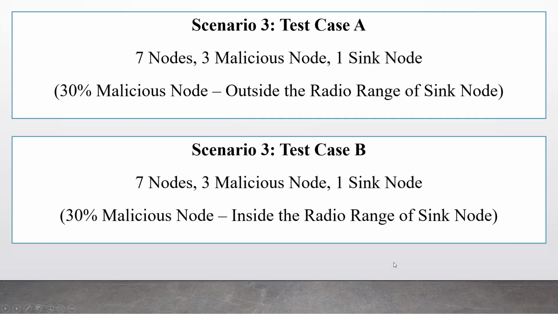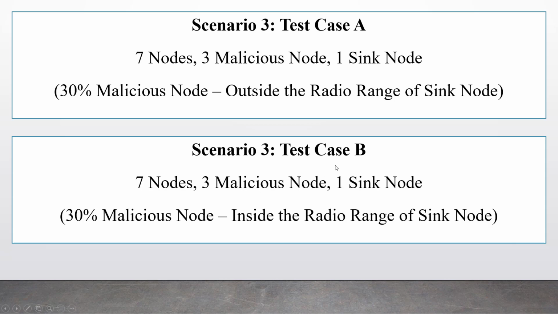Now I'm going for scenario 3. In the third scenario, we are going to increase the number of malicious nodes. Already in the previous case it was 9 plus 1. Now 7 plus 3, I'm going to use. That means 7 nodes will be legitimate nodes and 3 nodes are going to be malicious nodes. That means approximately 30% of the nodes will be malicious, and all these 3 I'm going to keep outside the radio range of the sync node.